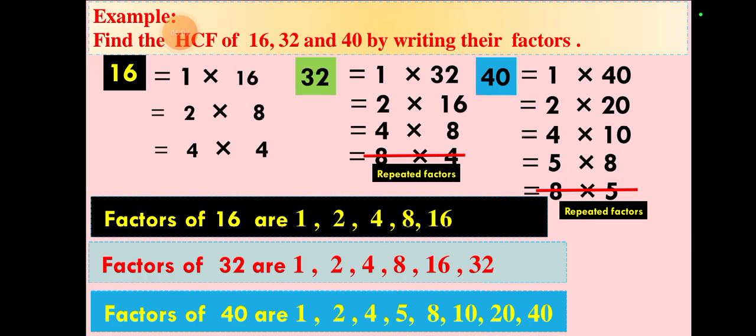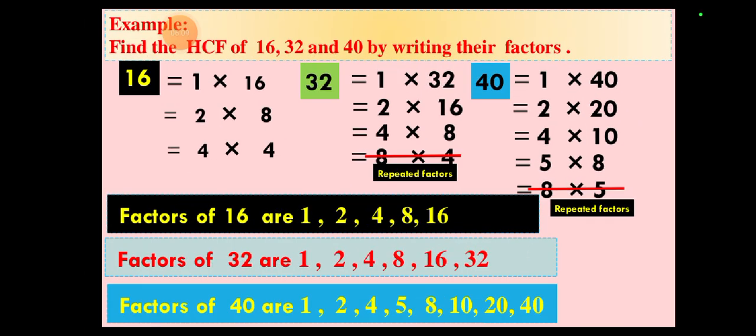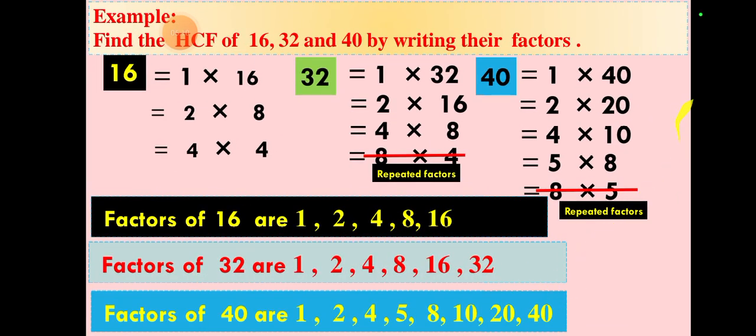Then what I have is 40, so 1 × 40 is 40, 2 × 20 is 40, 4 × 10 is 40, 5 × 8 is 40, and then it does not come, but 8 × 5 comes 40, so it is similar to 5 multiplied by 8 and 8 multiplied by 5, so it's a repeated factor, so we will stop over here. And I get to know the factors of 40, that are 1, 2, 4, 5, 8, 10, 20 and 40.